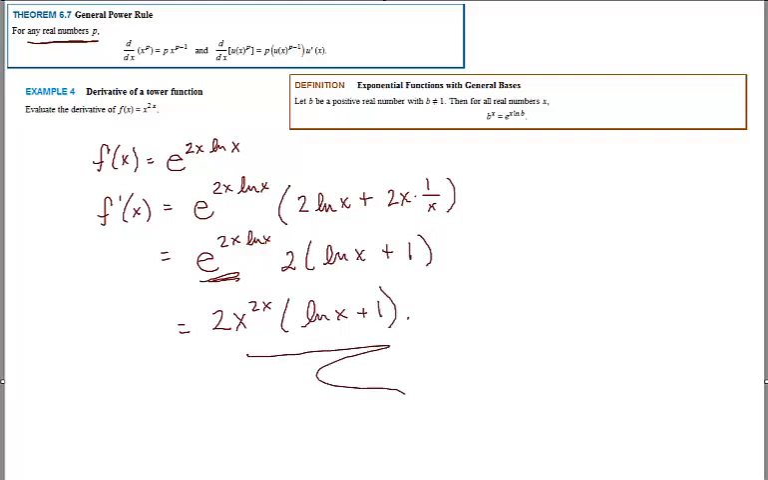Alright, looking good. If you have any questions about that, see me in the Collaborate. And that is the end of 6.8. That was a pretty nice little section.